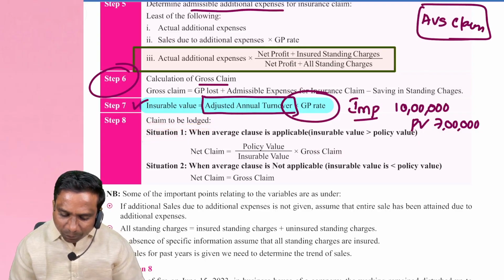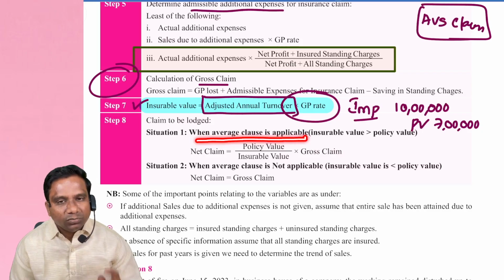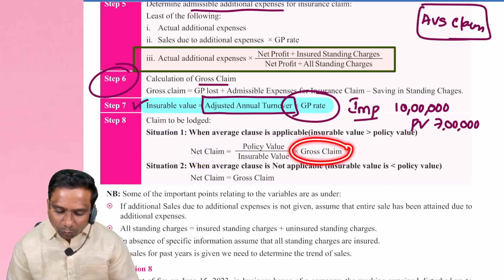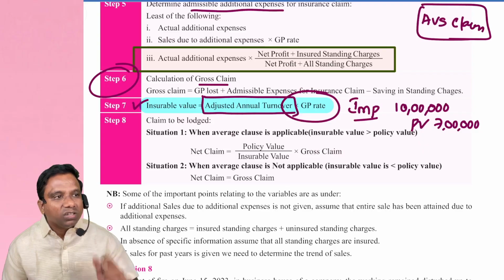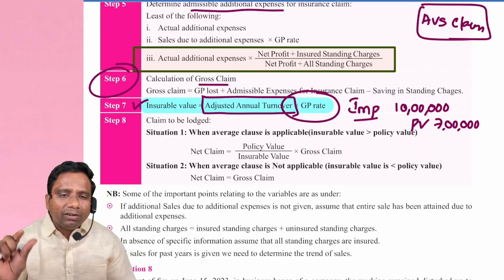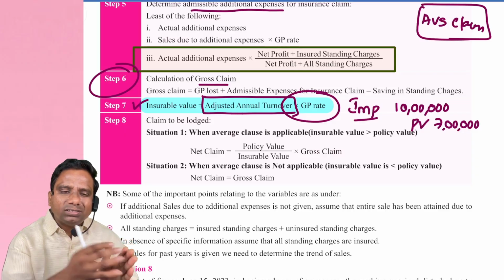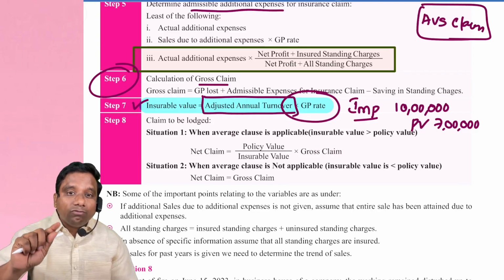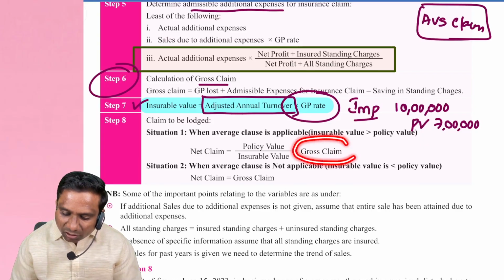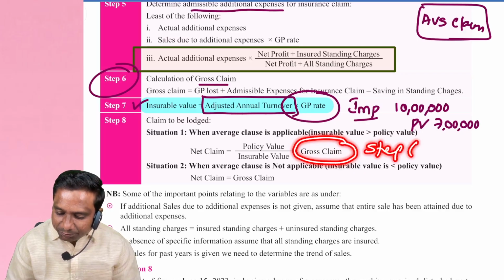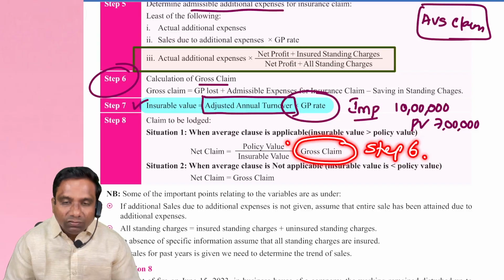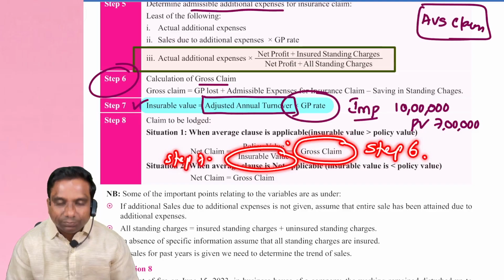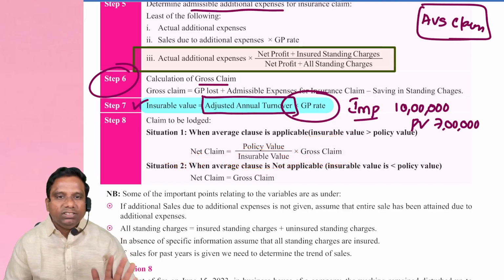Situation one is when average clause is applicable. Simple. What is your claim? Net claim is equal to gross claim into policy value divided by insurable value. In case of loss of stock, what's the formula we have used? Amount of stock lost into policy value divided by total stock on the date of fire. Here also, whatever the gross claim, it is our step 6, into policy value given in the problem divided by insurable value, nothing but step 7. Is it clear, students? Yes, sir.